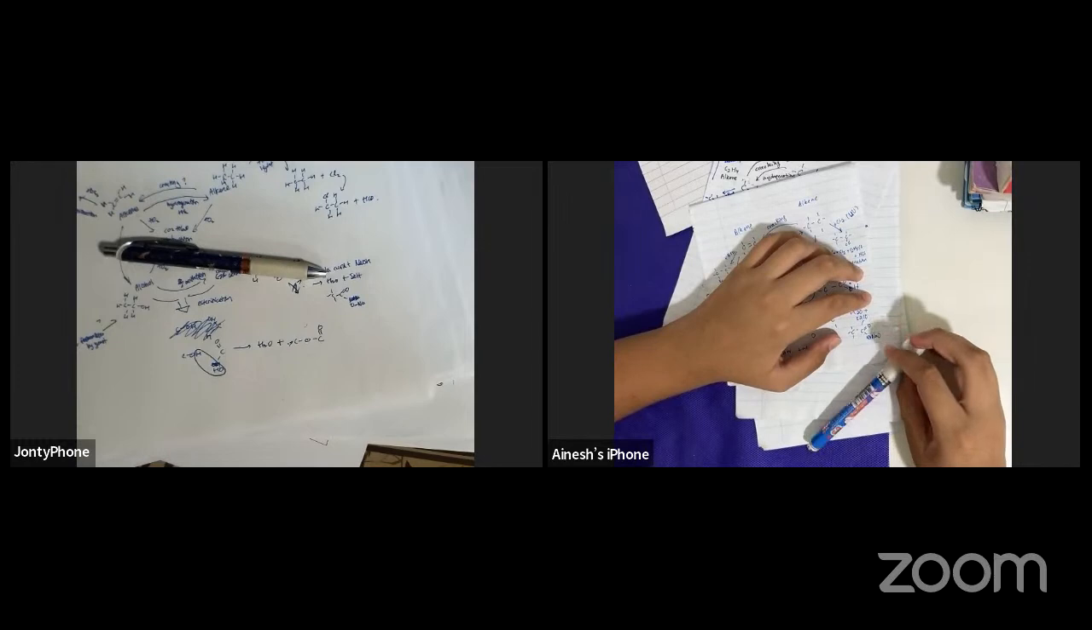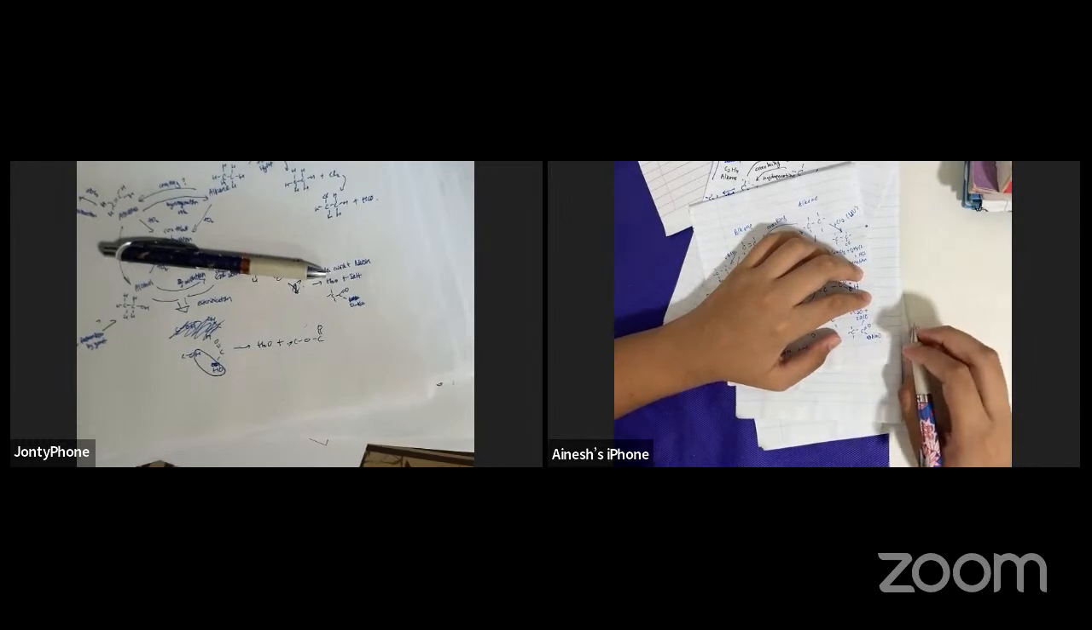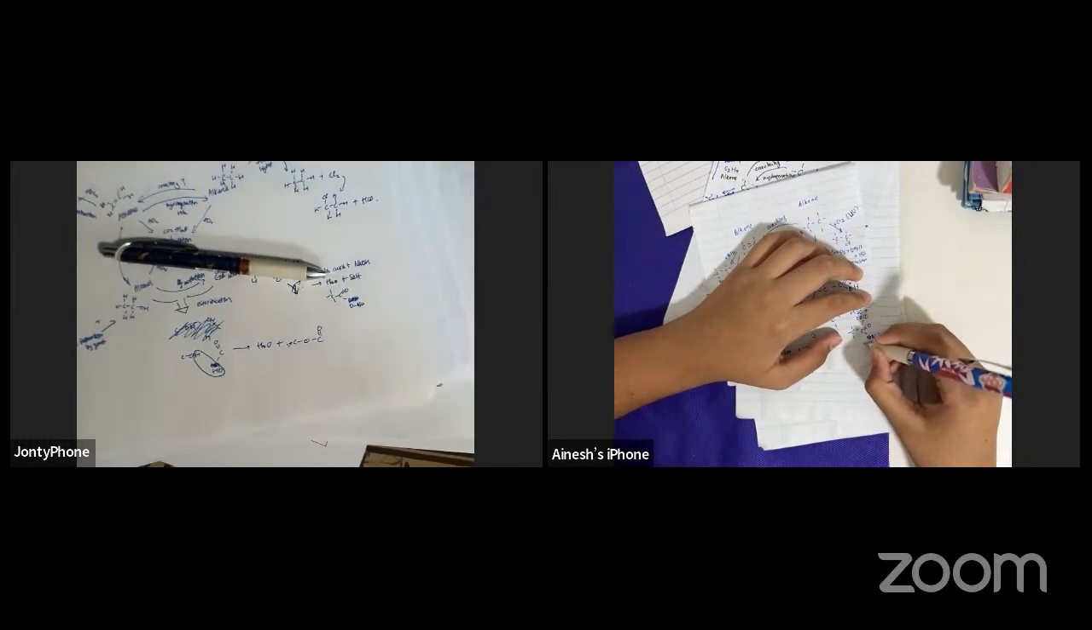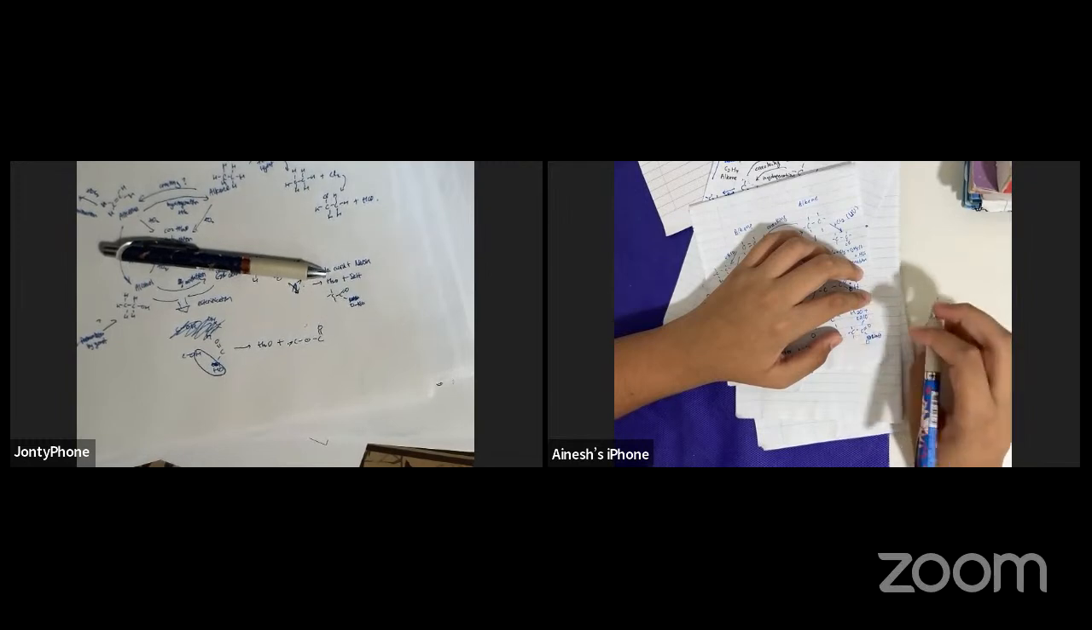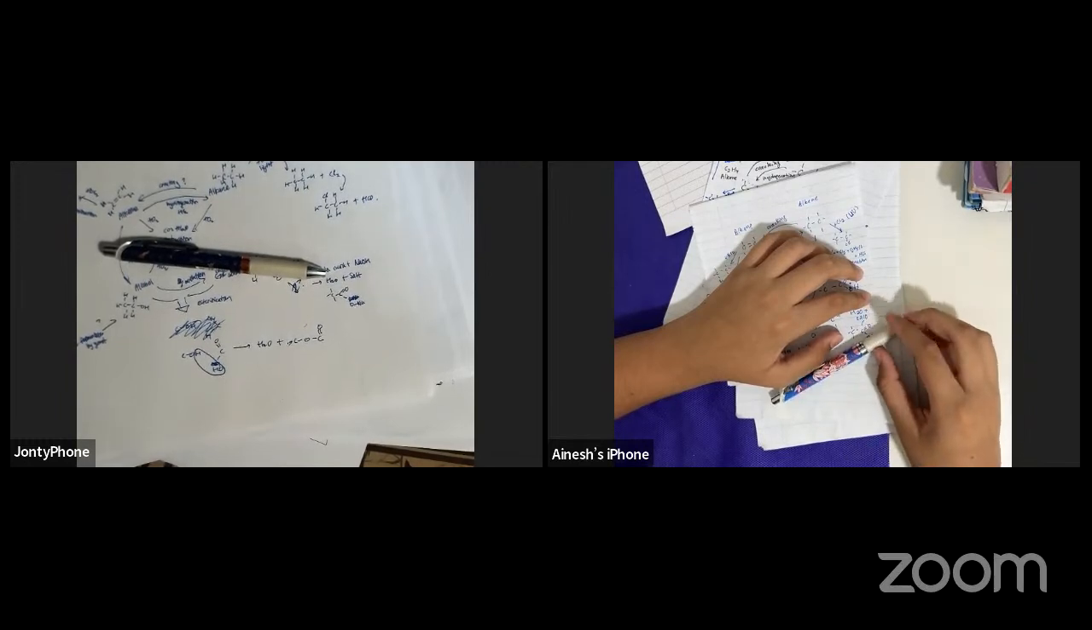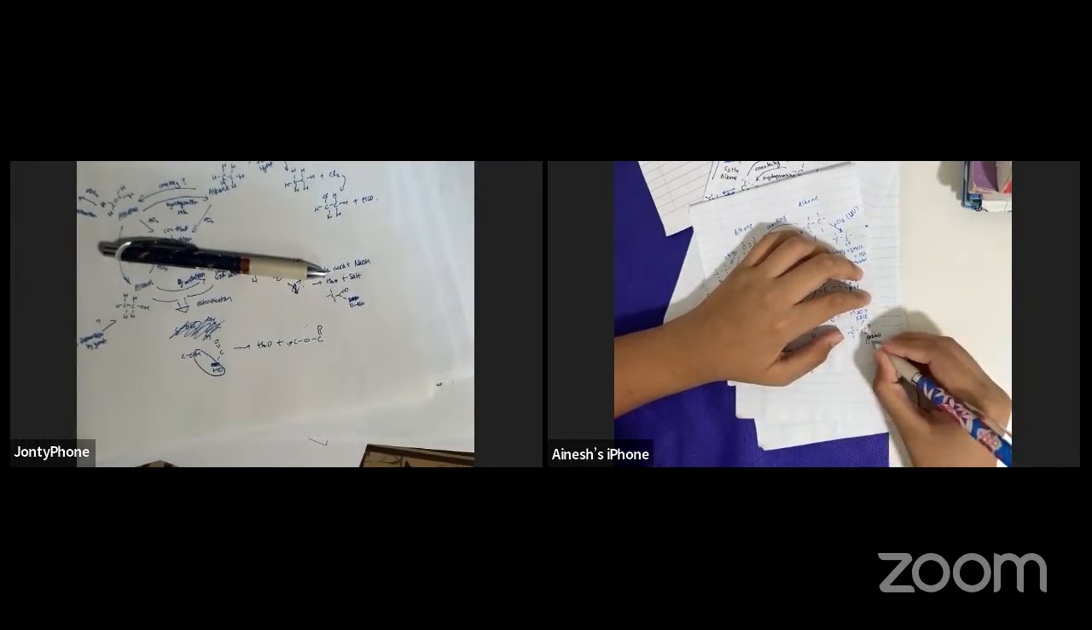Please don't write down as NaO. Please don't do that at all. The O is attached to the C. Stop confusing yourself. The O is still attached to the C. This is O- attached to Na+. Don't flip it. Okay. Are we okay, Anish?